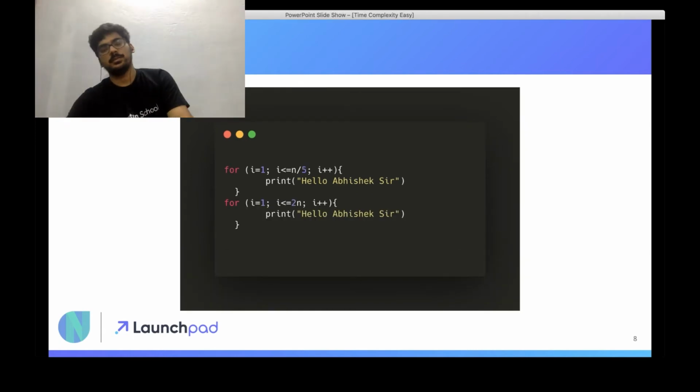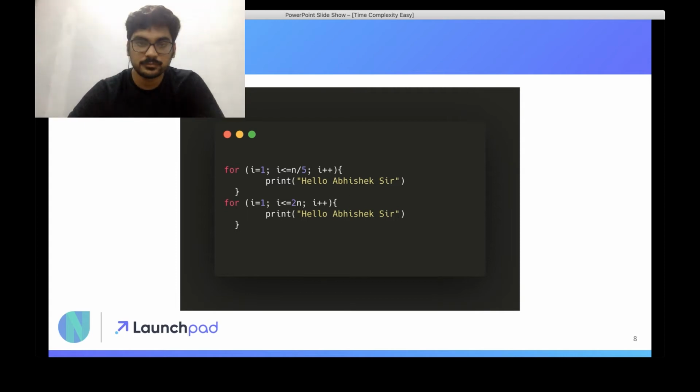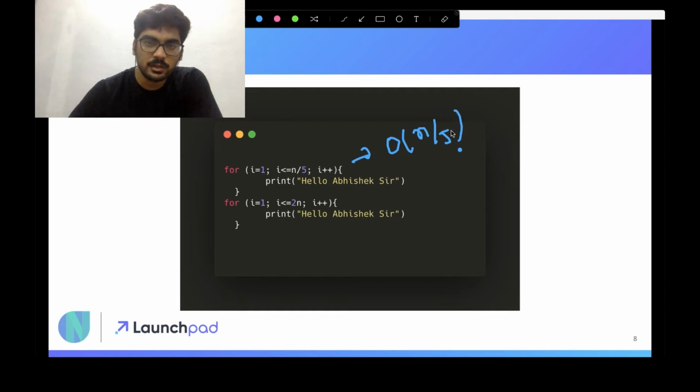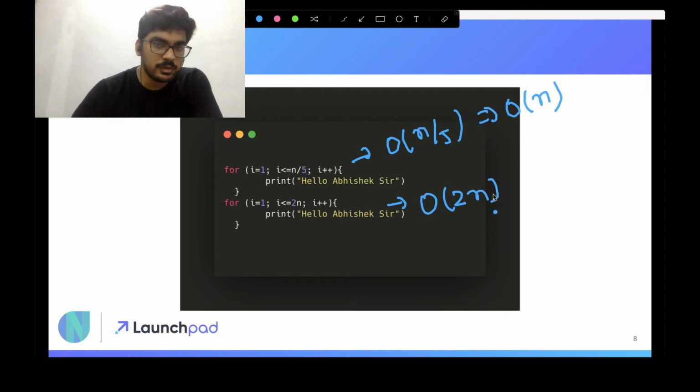Now what will be the complexity of this code? What do you think? So see, the first loop is running from 1 to n by 5. So you can say the complexity of the first part is O(n/5), which is nothing but O(n), right? The complexity of this code will be O(2n), which is nothing but O(n).